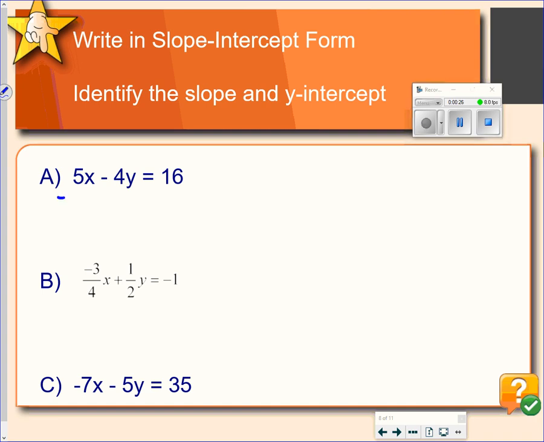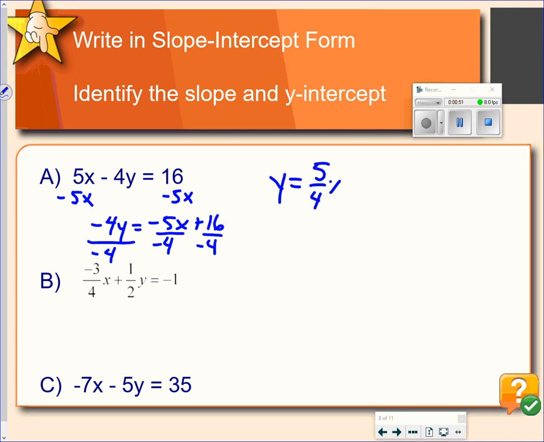So first thing we'll do is subtract 5x on each side. So that gives us negative 4y equals negative 5x plus 16. Then divide both sides by negative 4. When you divide the right side by negative 4, you have to divide all parts. So we end up with y equals, two negatives make a positive, so that's positive 5/4 x. One negative makes it negative, so 16 divided by negative 4 is negative 4. So there's our equation in slope-intercept form.